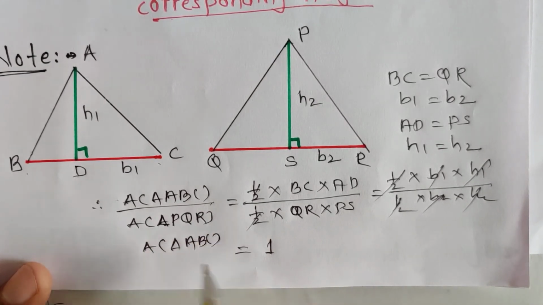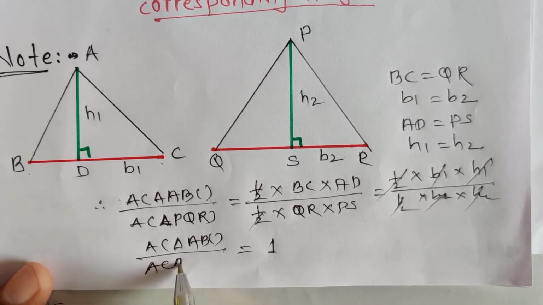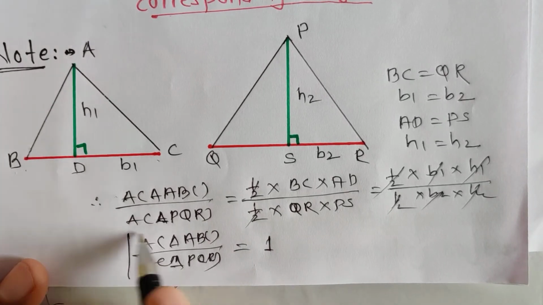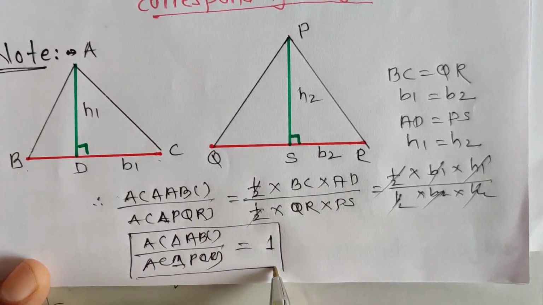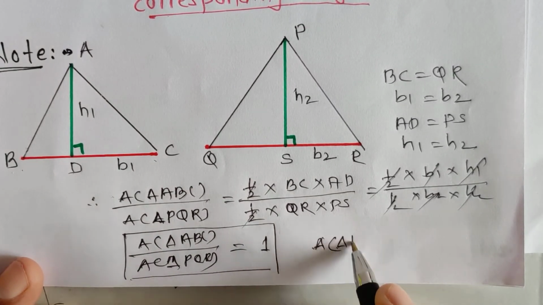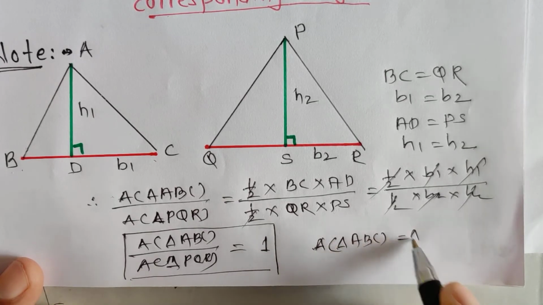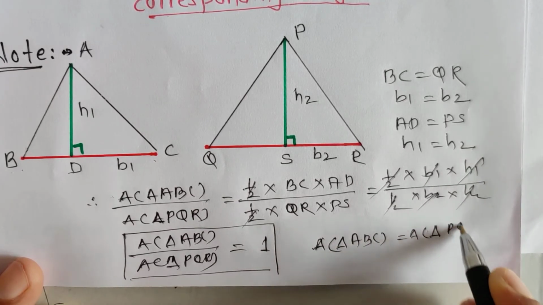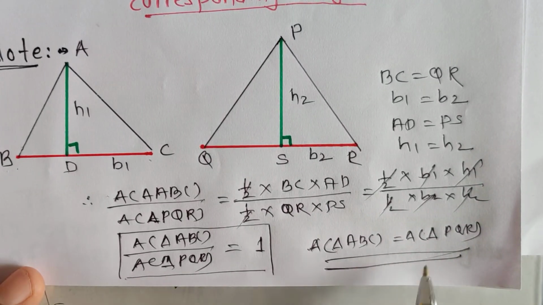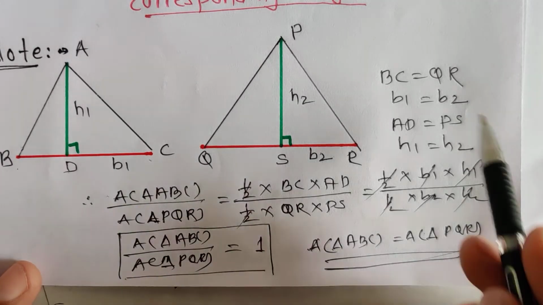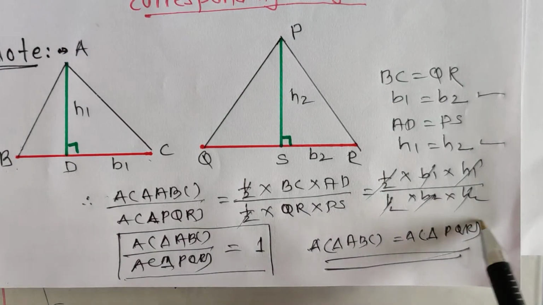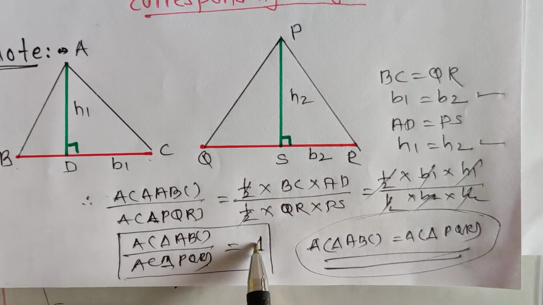Ratio of triangles having equal base and equal height: if their height is equal and their base is equal, their ratio is equal to 1. That means these areas are equal. These are called equiareal triangles. So we can write area of triangle ABC is equal to area of triangle PQR. So these are equiareal triangles. This is one more property. Whenever the bases are equal and the heights are equal, both are equal, then their areas are always equal. So the ratio is always 1.